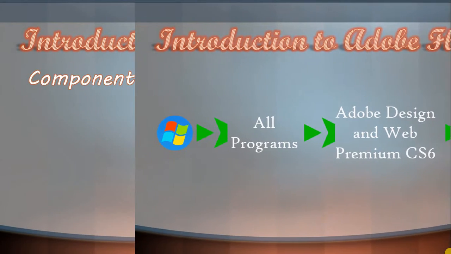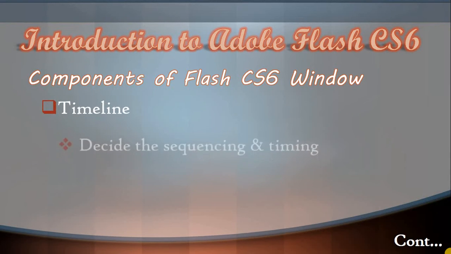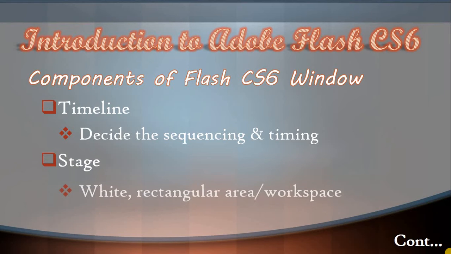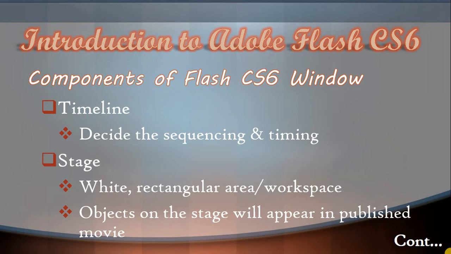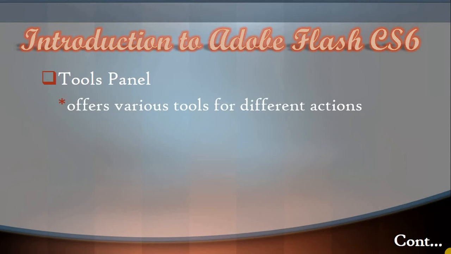The Flash window contains major components. They are the timeline. In this area, we will decide the sequencing and timing of the movie. The next component is the stage. It is the white rectangular area. The objects we place here will appear in our published movie. The next component is the tools panel. It has various tools to do different actions like draw, paint, select and modify the graphics on the stage.